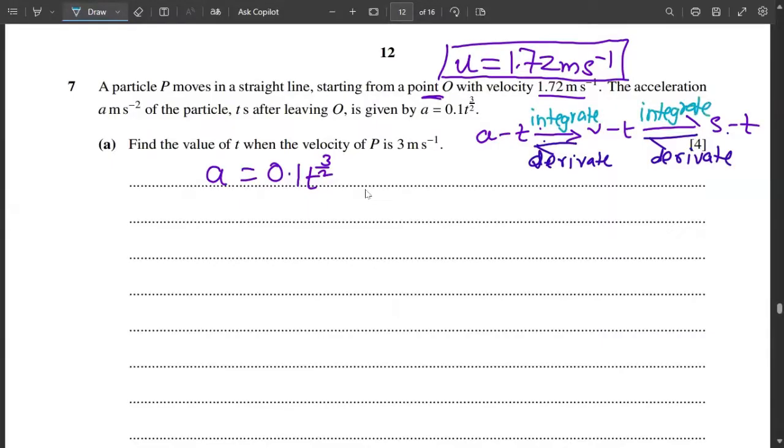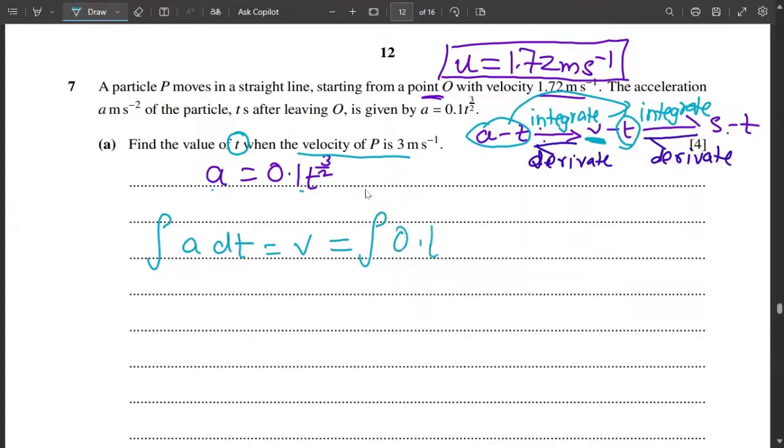Very important. Next, find the value of t when the velocity v is 3 meters per second. So now we are on an acceleration time graph and we have to find t from velocity. For that, from the acceleration time graph, we'll have to integrate. So let's integrate the acceleration time graph, which will give us the velocity time graph, which is equal to the integral of 0.1, not 0.t, my bad, 0.1 t raised to 3 by 2 dt.